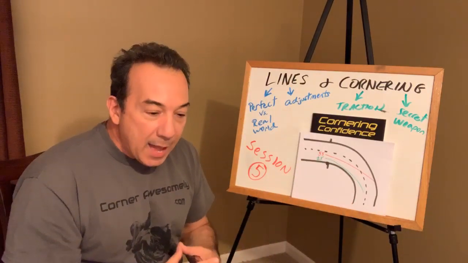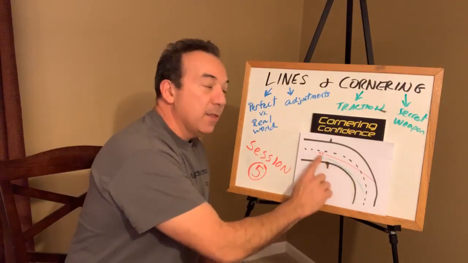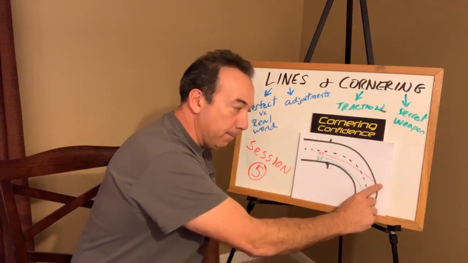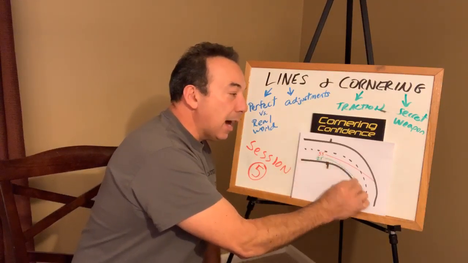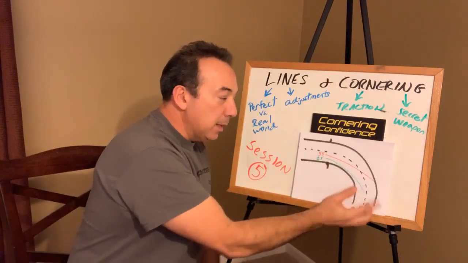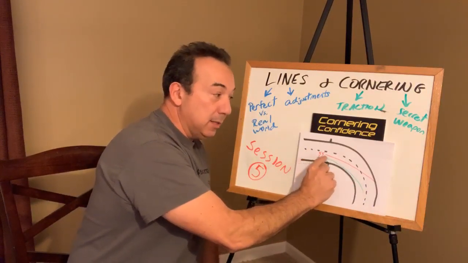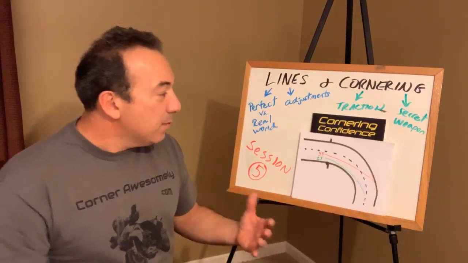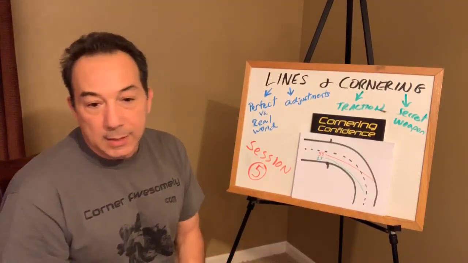Remember that the higher the speed, the slighter the arc must be. The slower the speed, the sharper the arc can be, which means it doesn't have to be this arc. We could, at a slower speed, take this wider or slighter arc if we wanted to. This is a fundamental principle we really need to understand when we're cornering.